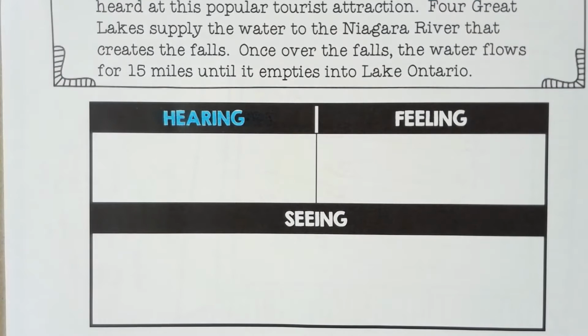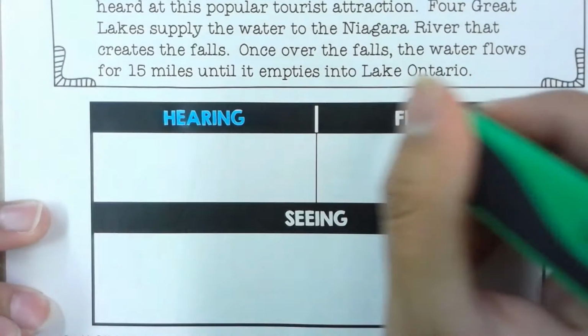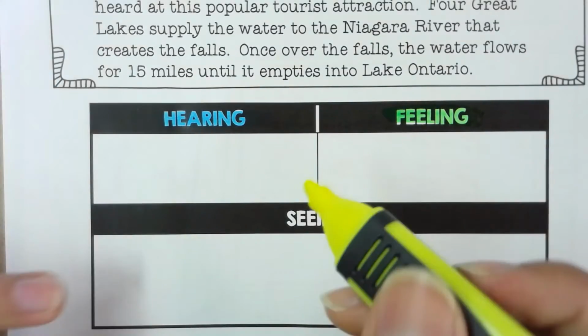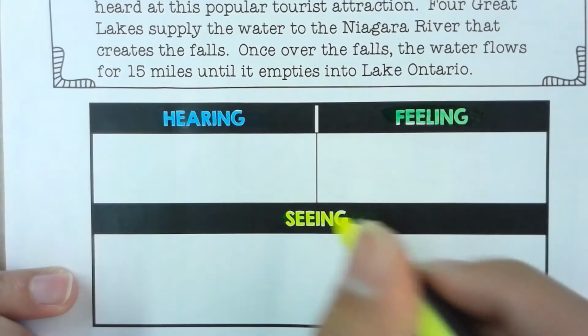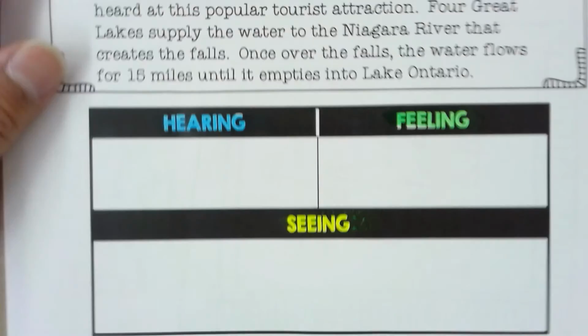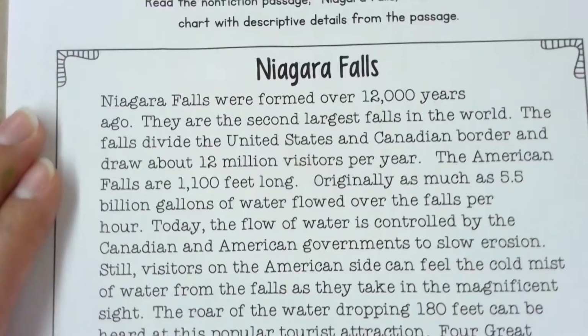We're going to underline all our details that have to deal with the sense of hearing in blue. Feeling is going to be in green, and seeing is going to be in yellow, your yellow highlighter. So let's get started. We're going to read. Please follow along with me.